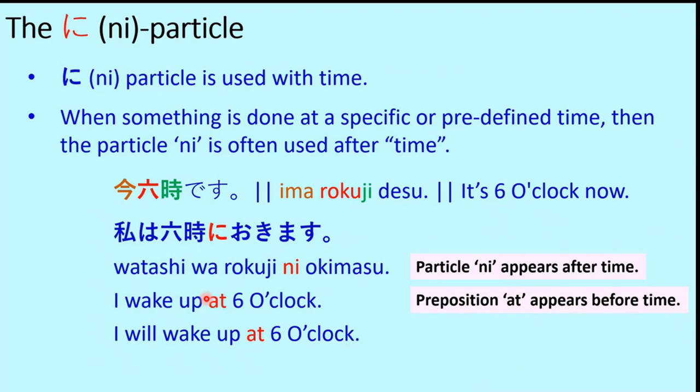Watashi wa rokuji ni okimasu. Watashi means I. Rokuji ni, at 6 o'clock. Okimasu, wake up. So I wake up at 6 o'clock. So here the time comes before the verb.